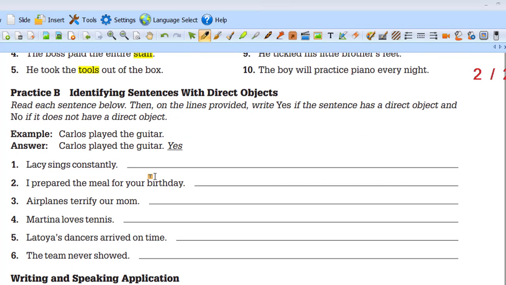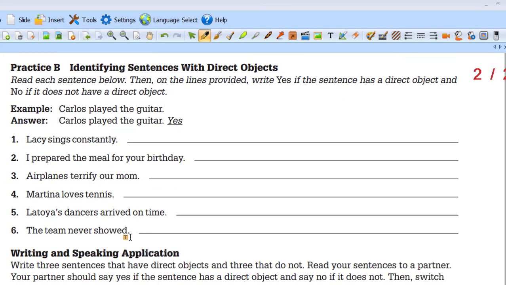Here the question is asking you just to say yes or no. If you have direct objects, write yes. If you don't have, write no. The first one here, as you can see, we don't have any direct objects. And also here in number 5 and 6, here we have what? On time. This is not a direct object. It's a prepositional phrase. And here we have an intransitive verb. We don't have direct objects.